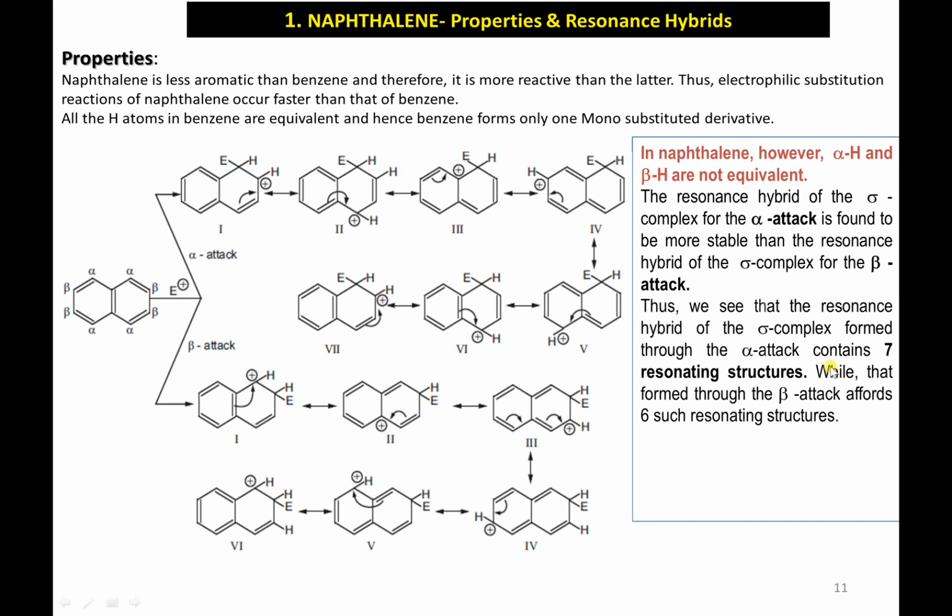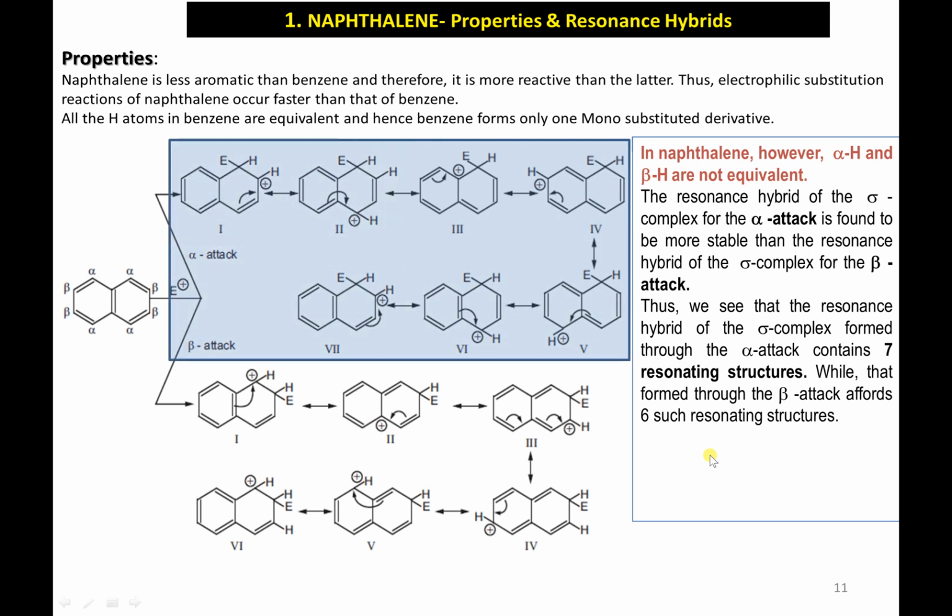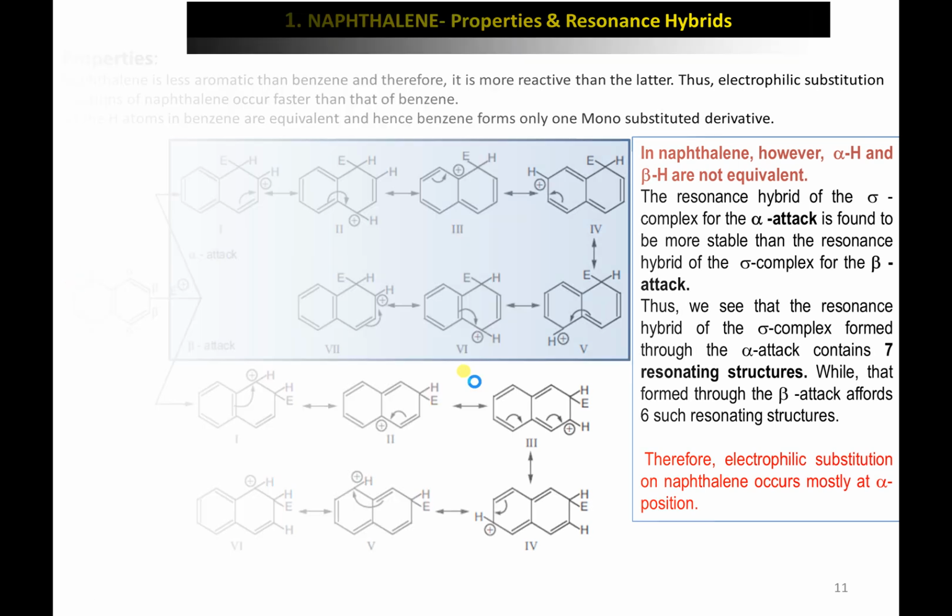And further, it is more preferred at the alpha position. So the electrophilic substitution of naphthalene occurs mostly at the alpha position.